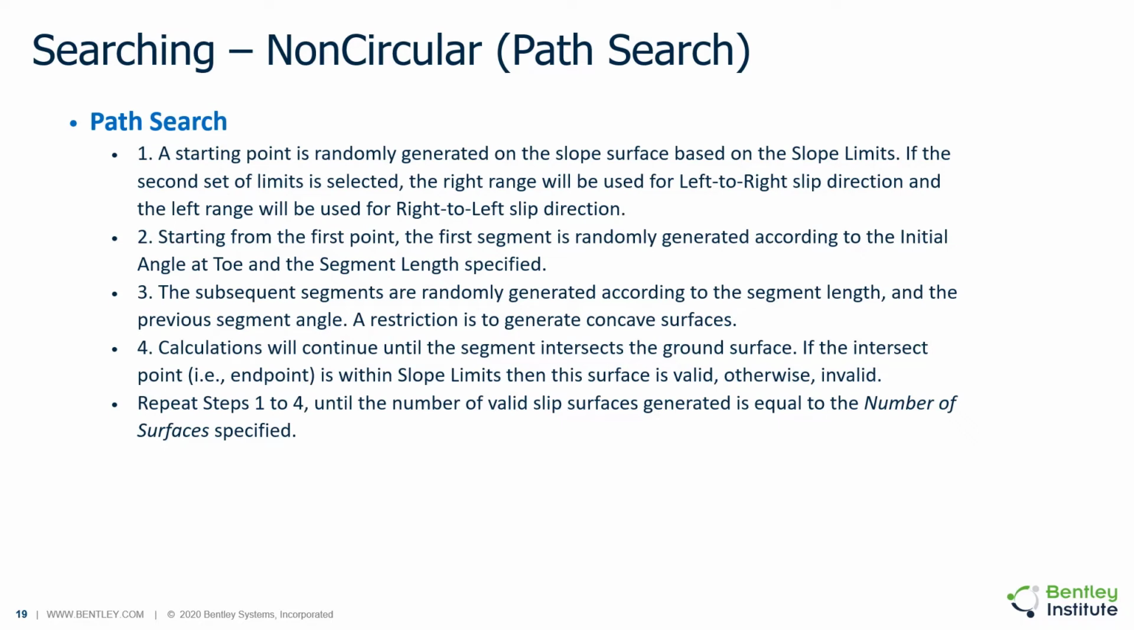the segment length is specified. The subsequent segments are randomly generated according to the segment length and the previous segment angle. The method is restricted to only generate concave surfaces. Calculations continue until the segment intersects the ground surface, and if it is within the slope limits, then the surface is valid. Steps 1 to 4 can be repeated until a valid number of trial slip surfaces has been generated.